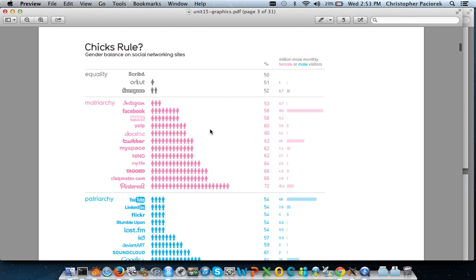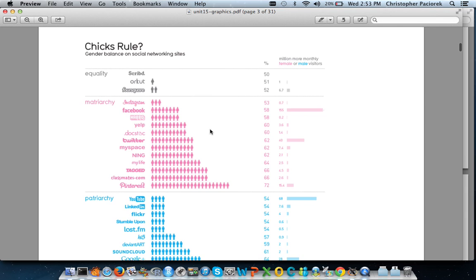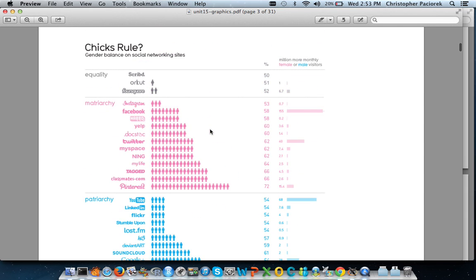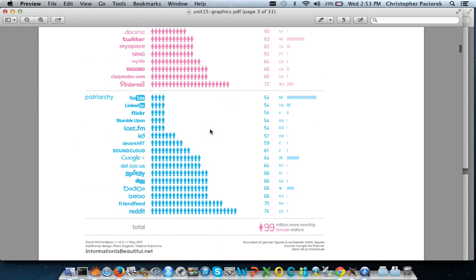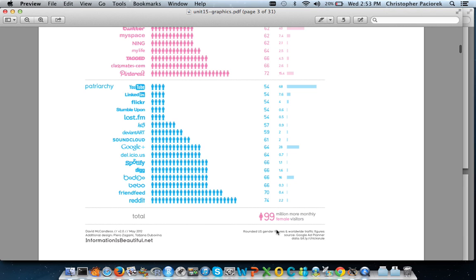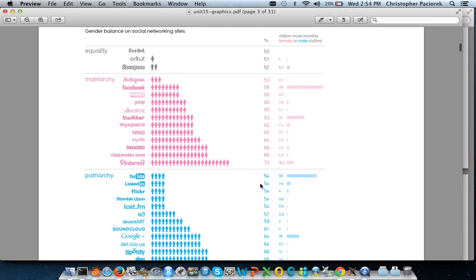Okay, so this is supposed to somehow indicate something about the gender breakdown of people who use different websites. I'm just going to introduce a little bit because I can't show you the whole thing, but you can see it shows this equality part, this matriarchy part, this patriarchy part, and then down here it says 99 million more monthly female visitors as the total. It also says down here, rounded U.S. gender figures and worldwide traffic figures. So I don't quite know how to get everything on the same page here.